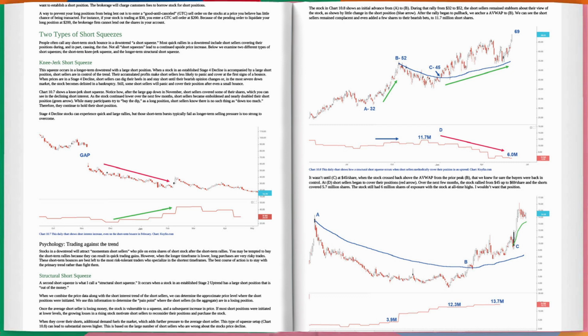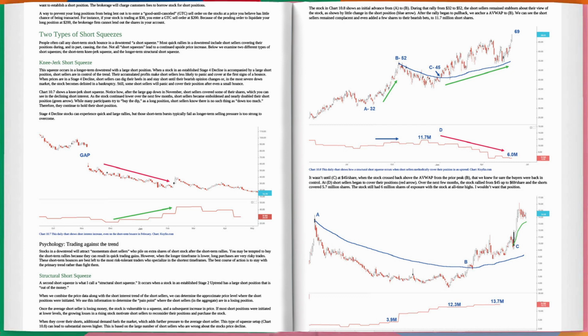Two types of short squeezes. People often call any short-term stock bounce in a downtrend a short squeeze. Most quick rallies in a downtrend include short sellers covering their positions during and in part causing the rise. Not all short squeezes lead to a continued upside price increase. Below we examine two different types of short squeezes: the short-term knee-jerk squeeze and the longer-term structural short squeeze.